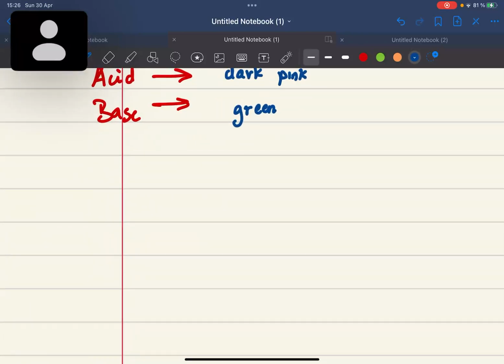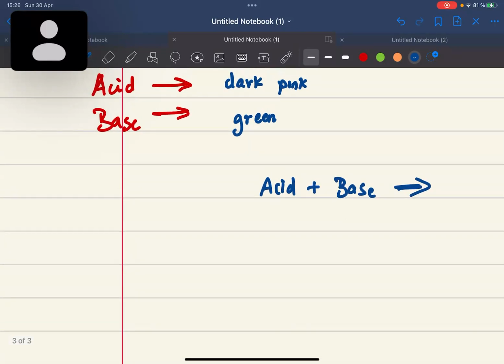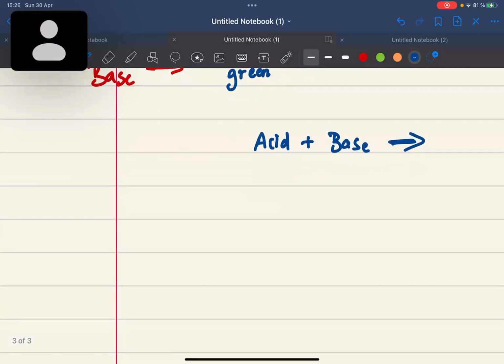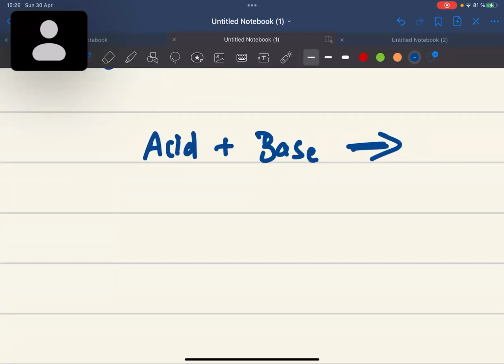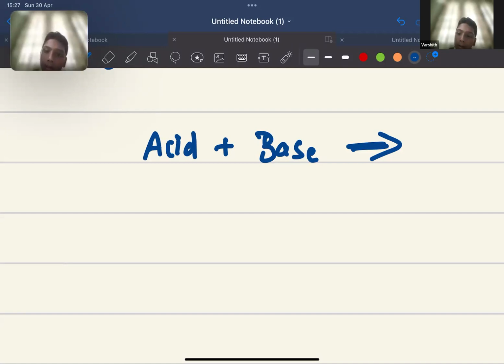Now what happens when you mix acid and base together? What happens when you mix them? Ma'am, I think it becomes purple color. I'm not asking the color. You call a solution acidic, or you call a solution basic. When both of them are mixed together, what will you call the solution? Acidic or basic? Ma'am, salt. Okay, Varshit is saying salt. What about the rest?